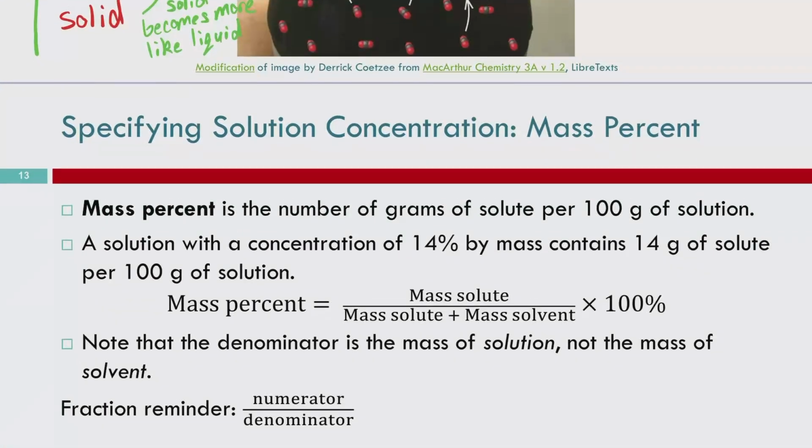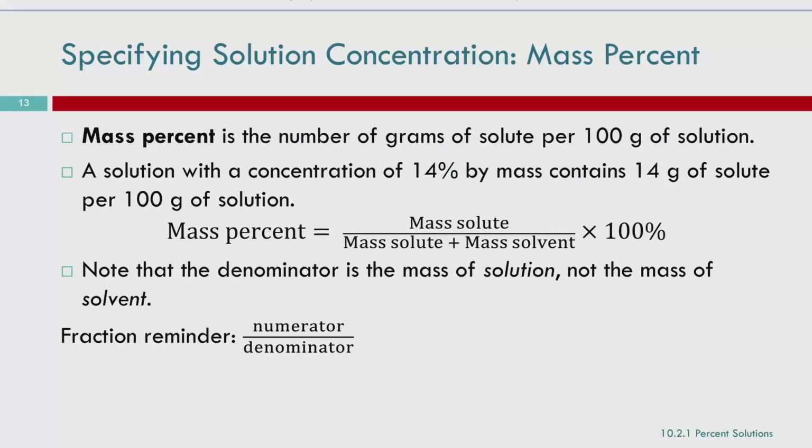Okay, now to the quantitative part. Mass percent. Mass percent is the number of grams of solute per 100 grams of solution. Per here means not the sound a cat makes, but divided by. So grams of solute divided by 100 grams of solution.